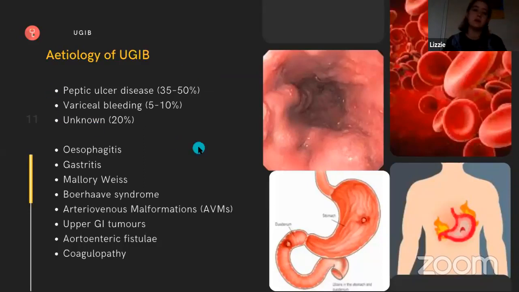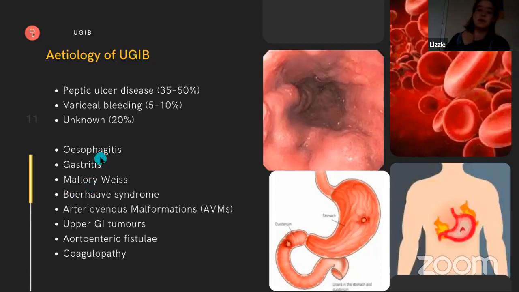But in patients who perhaps come by GP or present to A&E, you might want to think a little bit about what's driving the upper GI bleed if it's suspected. So the most common cause is your peptic ulcer disease, which can make up to 50% of presentations. This is actually followed by unknown cases, so about a fifth of cases we don't find a cause for the bleeding, despite extensive investigation. And variceal bleeding makes up a significant proportion of the etiologies as well.